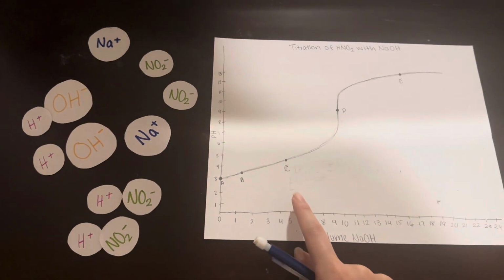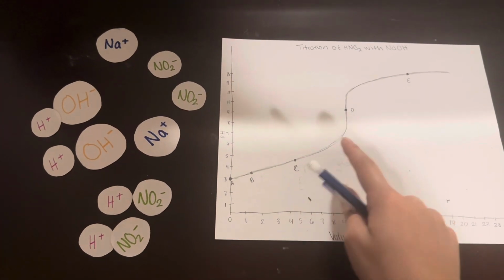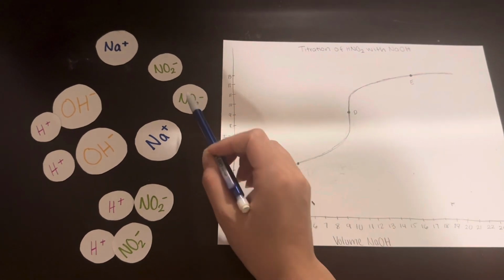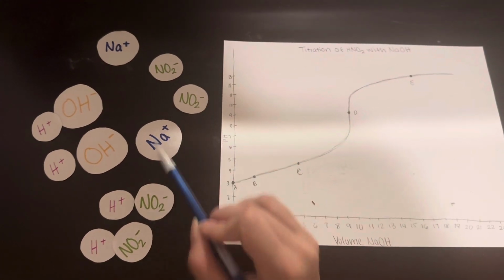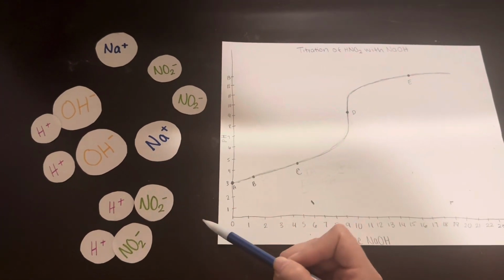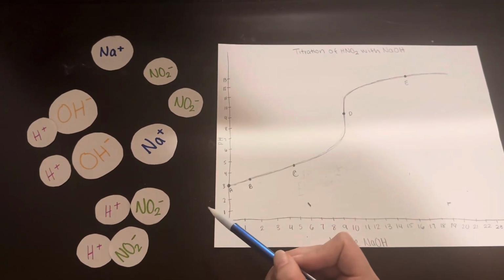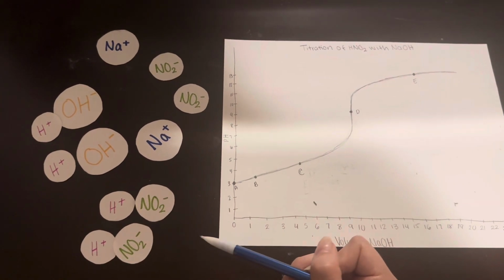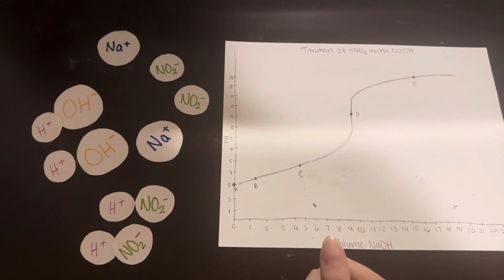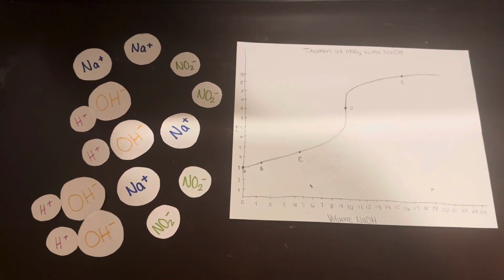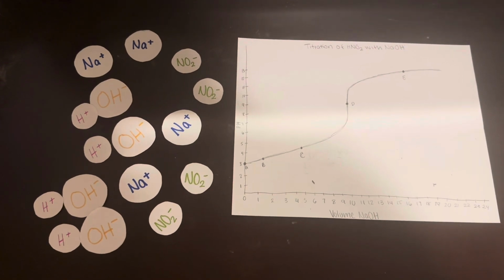As we move on to point C, which is halfway to the equivalence point, we see that another NaOH is added. Here, there are two NO2 minuses as well as two HNO2s. The concentrations of these two are equal to each other, and because the conjugate base is equal to the weak acid, in the equilibrium expression they will cancel out with each other, leaving Ka equal to the concentration of the hydrogen ion.